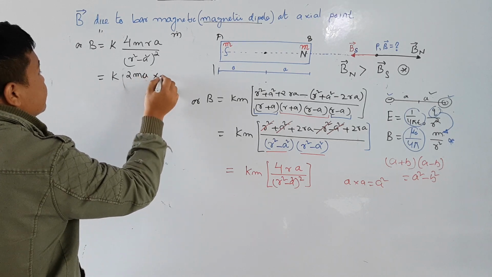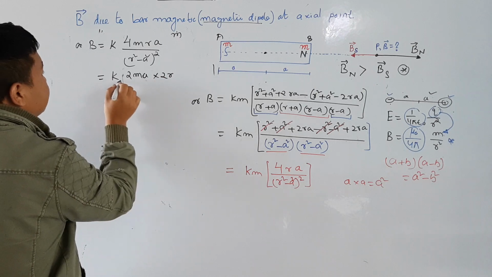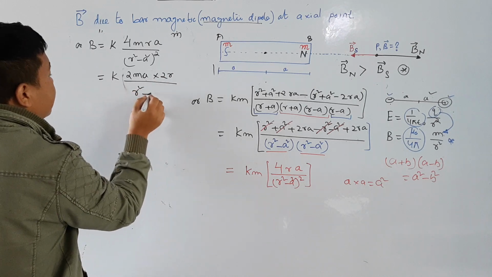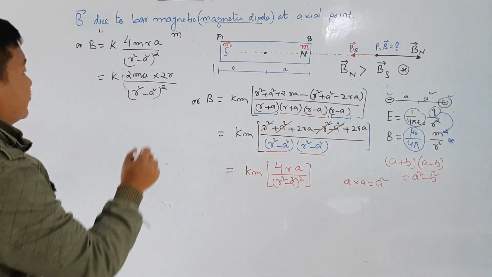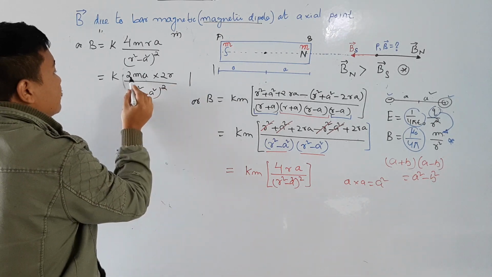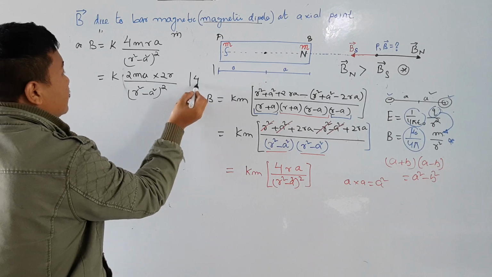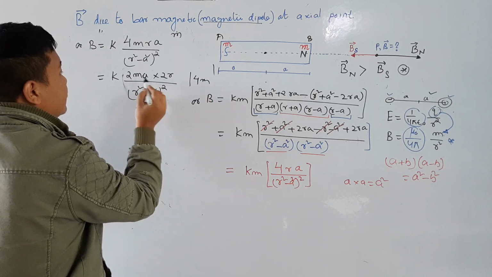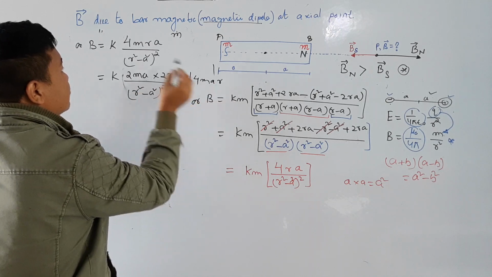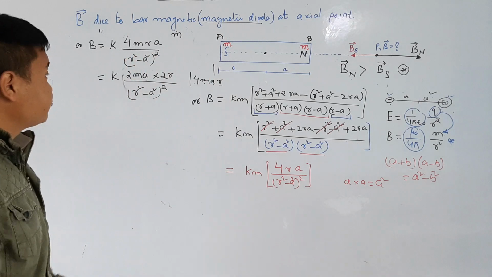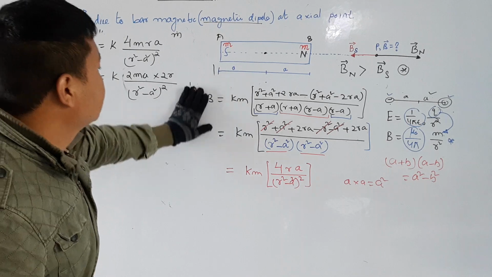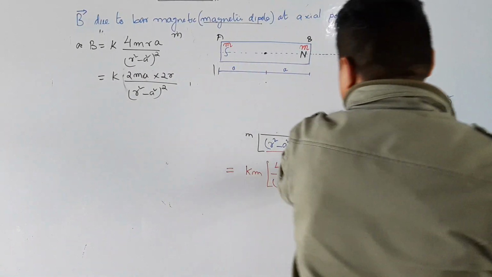A into 2R divided by R square minus A square whole square. Can I write this? Yes, I can write, because this will become 2 into 2, 4. M is there, A is there and R is there. Same, 4mRA.